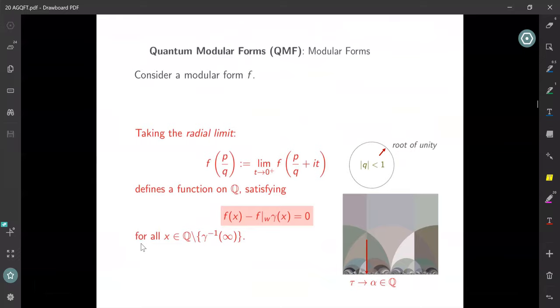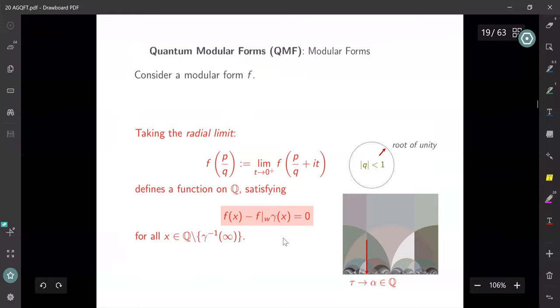Okay, so if you have a modular form in particular, you can take this radial limit. And this radial limit then defines a function on the rationals. The modular symmetry will be inherited by this new function defined on the rationals, so that this new function will also satisfy this equation.